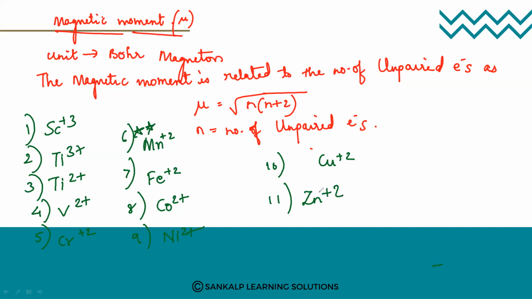Then 11th is Zn +2. So you have to find it for everyone. You have to know the atomic number, and then you have to find this.